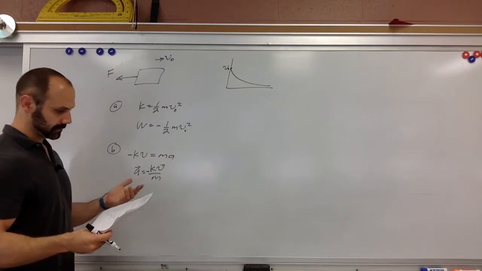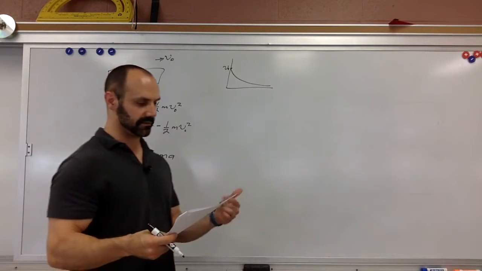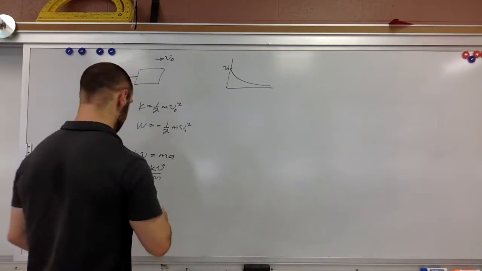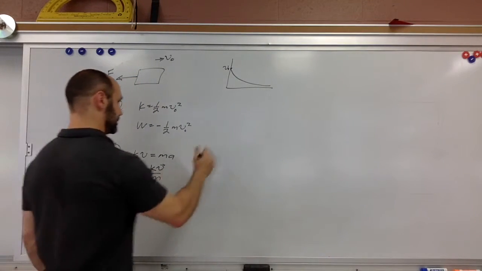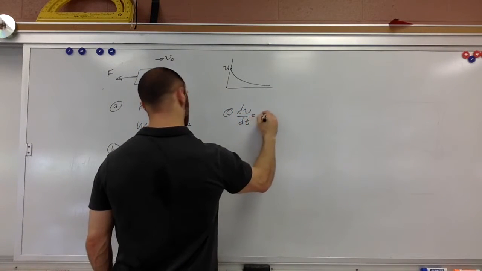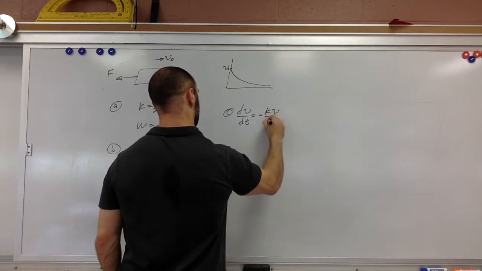Now I want to know part C. It says the speed v as a function of time. So now we need to do this whole thing where this is dv/dt equals negative kv over m.